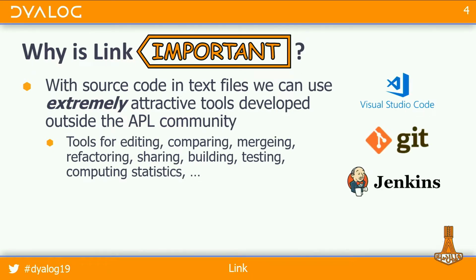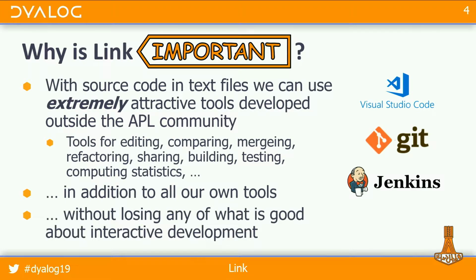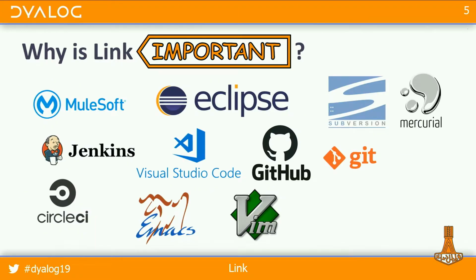Here are some of the ones that we are currently using heavily within Dyalog: Visual Studio Code for editing, Git for source code management, and Jenkins for process integration. When we make a code change, we have it test and build things automatically. And all of that in addition to our own tools. We don't have to give up any of the tools that we're currently using, because all that's happening is this extra copy is being made outside the workspace. We can continue to trace and edit exactly as we did before.